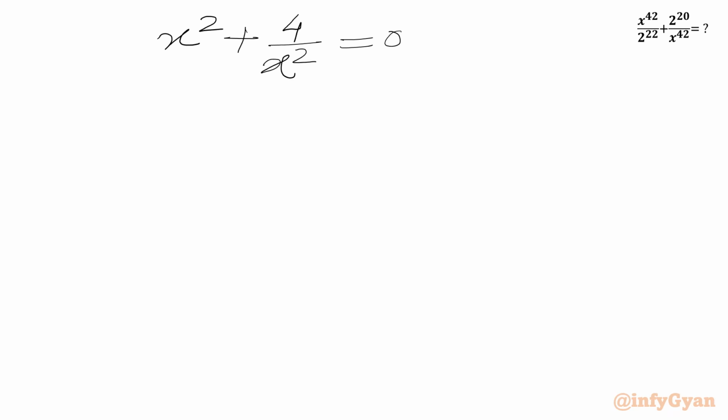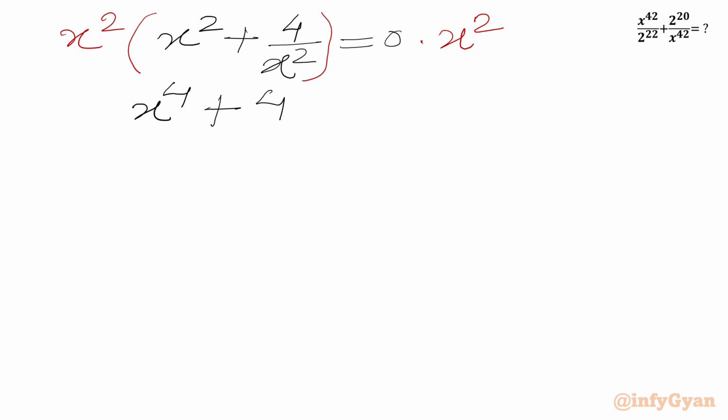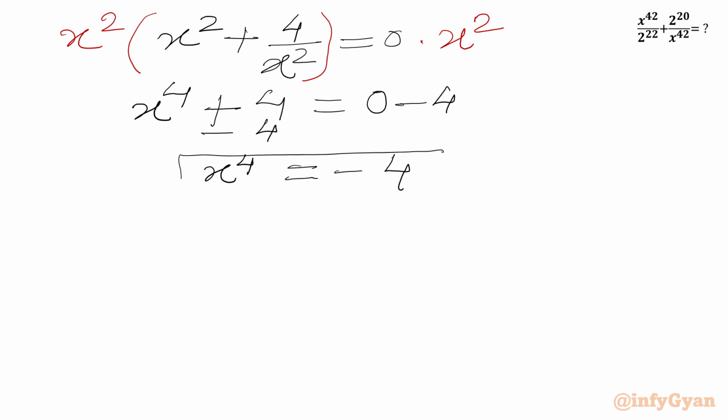Now let me write here x square plus 4 over x square equals 0. Now x cannot be 0, so we can multiply both sides by x square. In the RHS, 0 times x square is 0. In the LHS, we will be writing x power 4 plus 4 equals 0. Now we will subtract 4 from both the sides and we will get x power 4 equals negative 4.